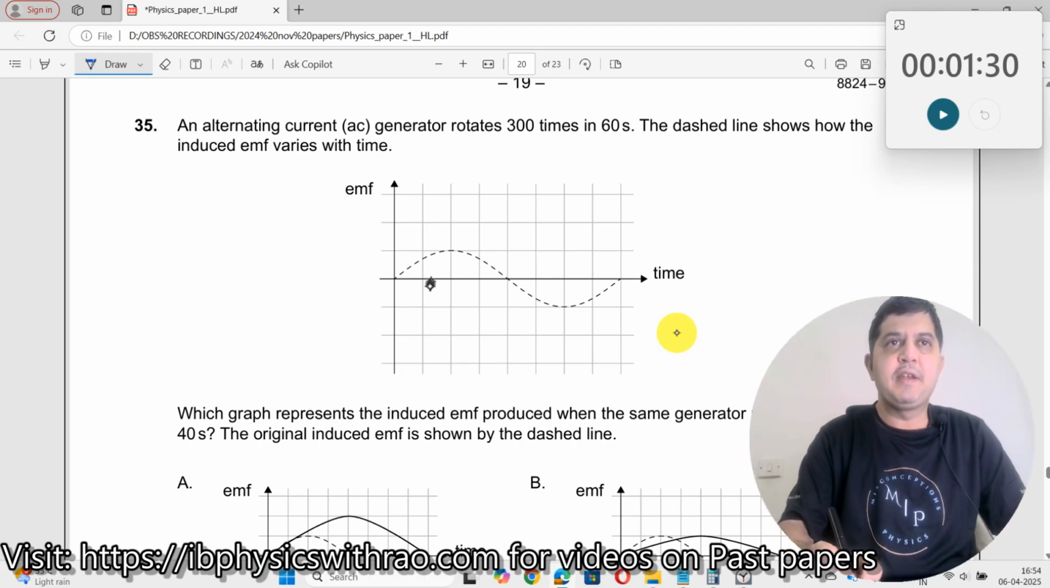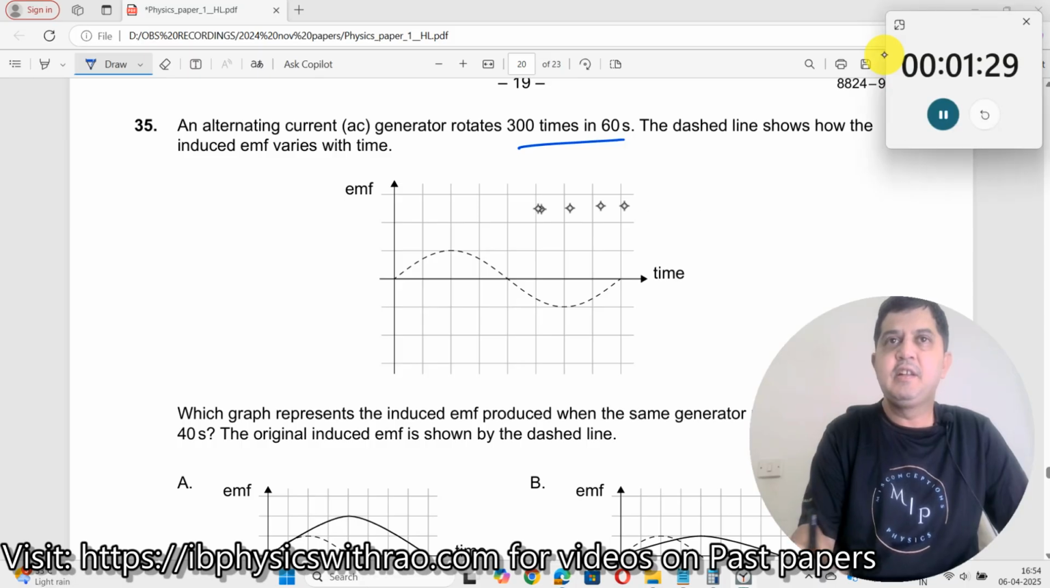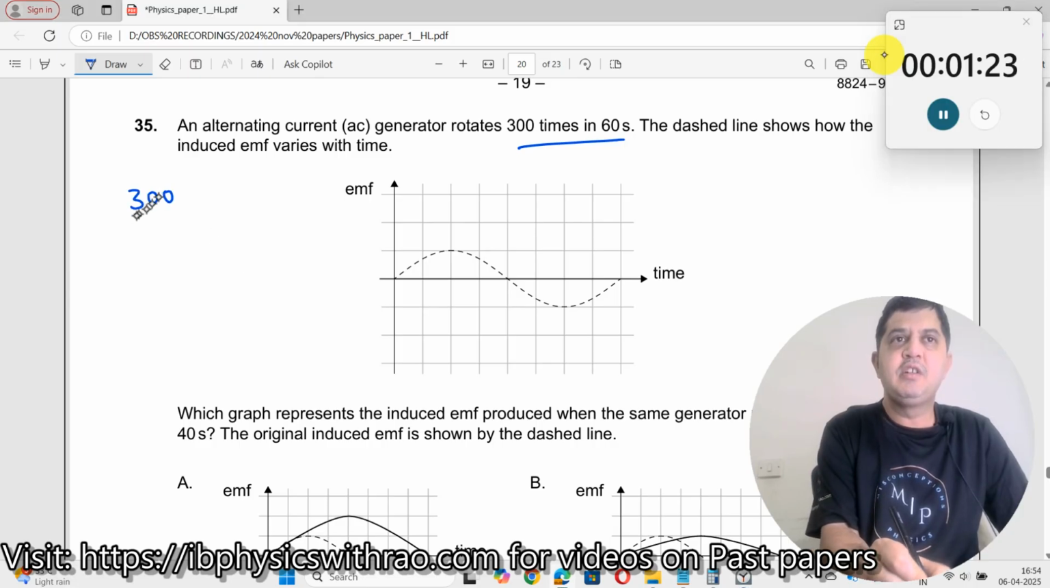Okay, question number 35. An alternating current generator rotates 300 times in 60 seconds. Let me start this. When the number of rotations and the time are given to you, I can easily find out the ratio. What does this ratio give you? If I write the unit, you will get to know about this.